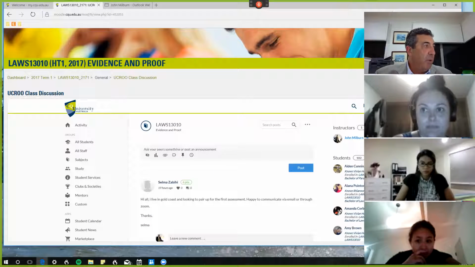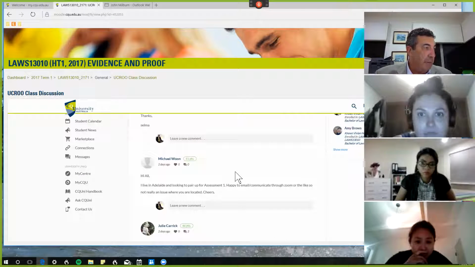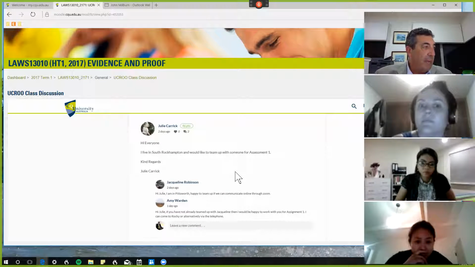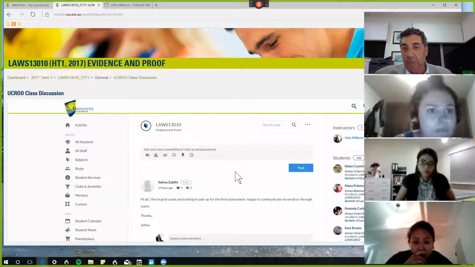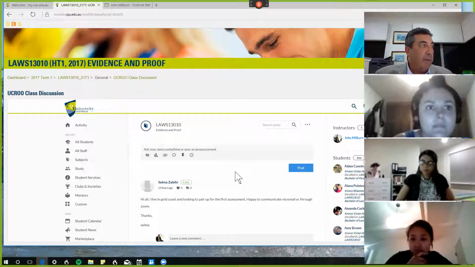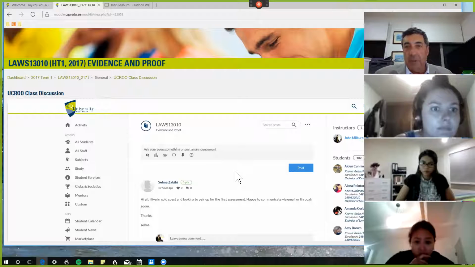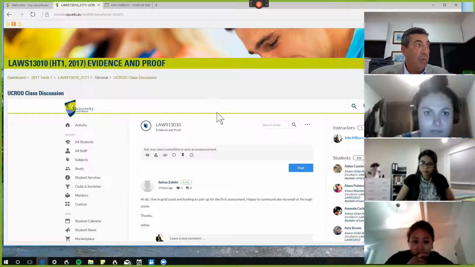But here we are, LAWS13010, Evidence and Proof. And Selma has written to say, I'm on the Gold Coast. I want to pair up for the first assignment. Happy to communicate. And someone else is saying, I'm in Adelaide, Rockhampton. So there are a few people there that are looking for some partners. That's a good place to put it. Once you've found your partner, then contact me and we'll work out a mutual time. So you might say, look, I'm doing this assessment with X and we're available on these days, and then I'll work in with you and I'll keep track of who's partnered with who and I'll post something on Moodle.